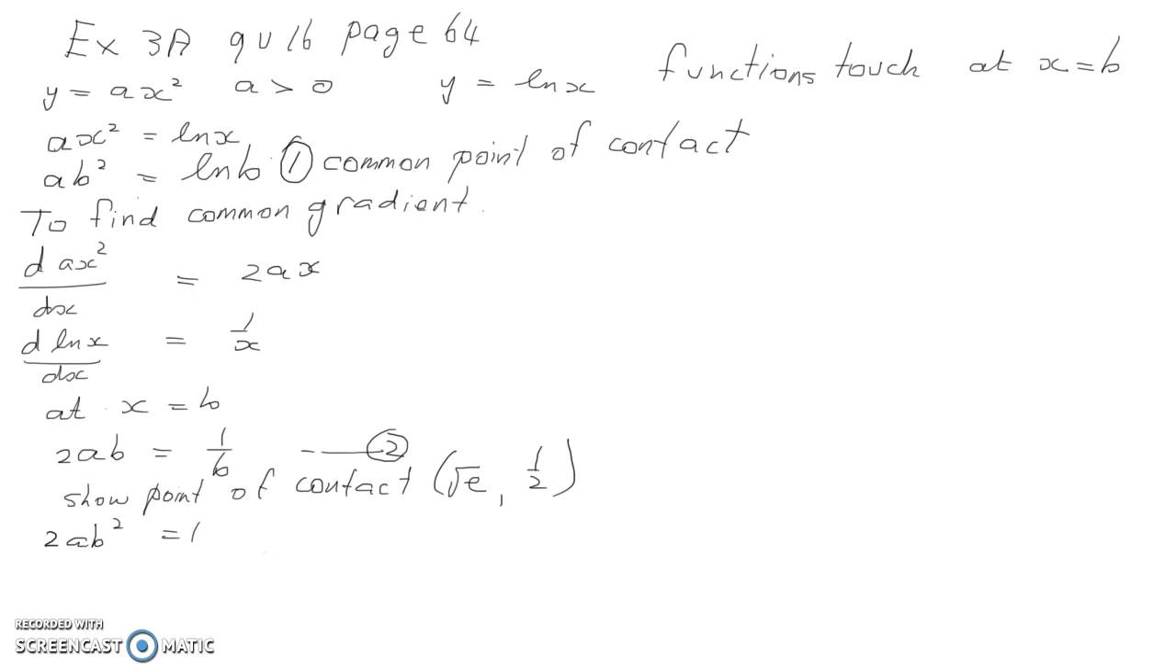And if we compare it to equation 1, we've got ab squared equals ln b. So if we make both the subjects ab squared, so here's equation 2, we get ab squared equals a half. And this is just a rearrangement of equation 2. Then the ab squareds we can make equal. ln b equals a half.